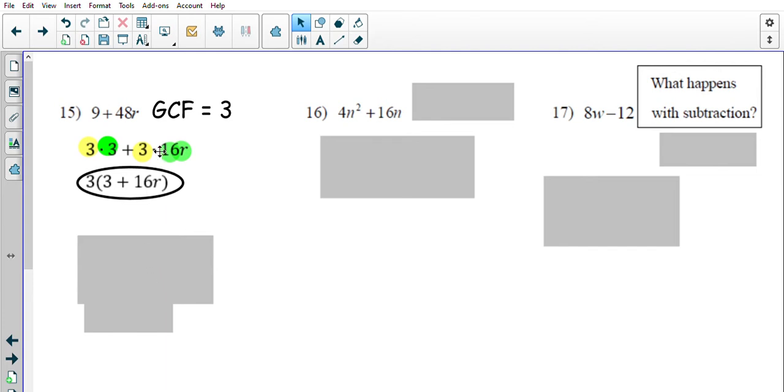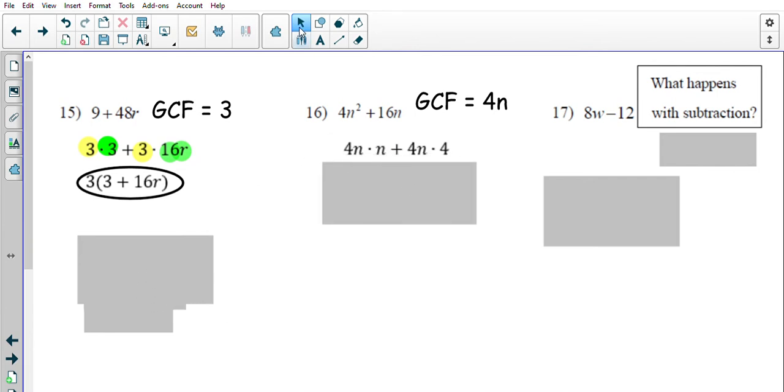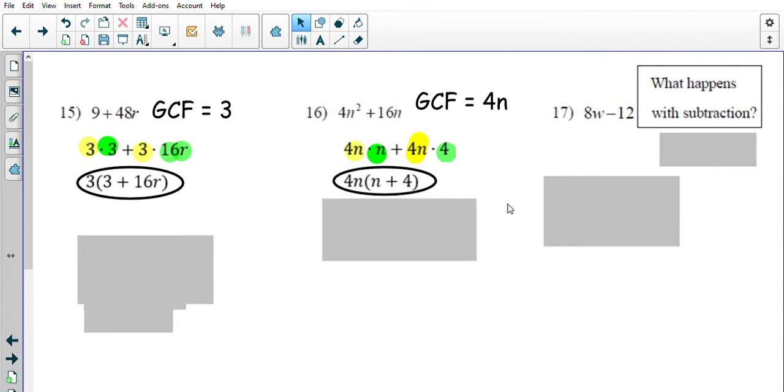Number 16 is a little tricky. The greatest common factor of 4n to the second power and 16n is 4n. So let's try this. We know that 4n times n gets us 4n to the second power, and 4n times 4 gets us 16n. So the 4n is going to go outside the parentheses. n plus 4 is going to go inside the parentheses. We can double check this. 4n times n is 4n squared. 4n times 4 is 16n.